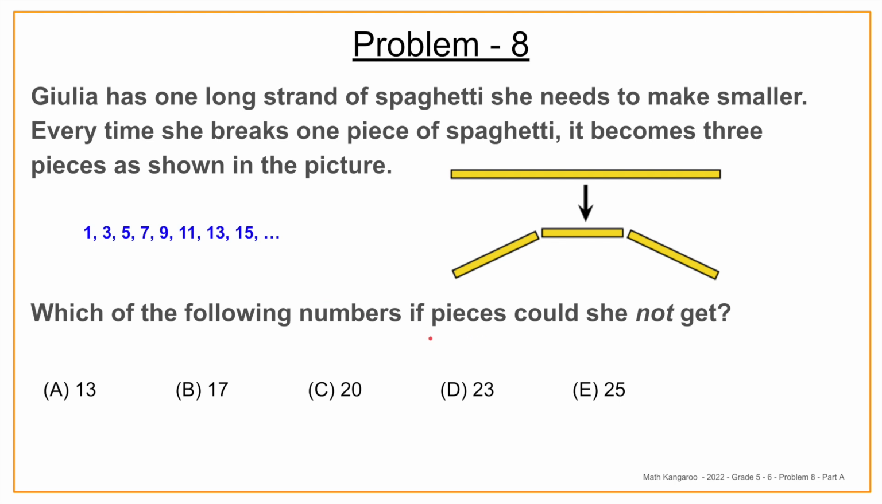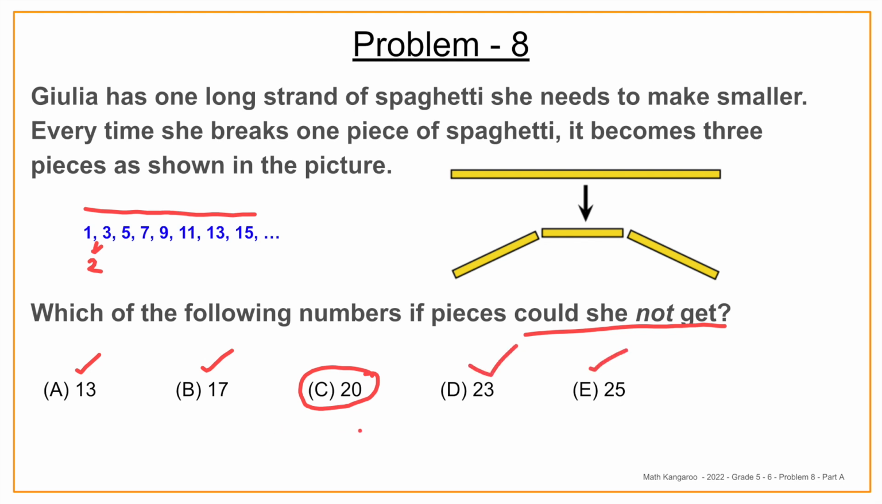Now we have to find out which number of pieces she could not get. Looking into the series, what do you get? We understood that the gap between them is 2 and this is a series of odd numbers. So definitely any even number would not be in this series. So can we get 13? Yes. Can we get 17? Yes, that would be the next. 20. This is an even number and this could be our answer. 23, yes, we could get. 25, we could get. So our answer is option C, 20.